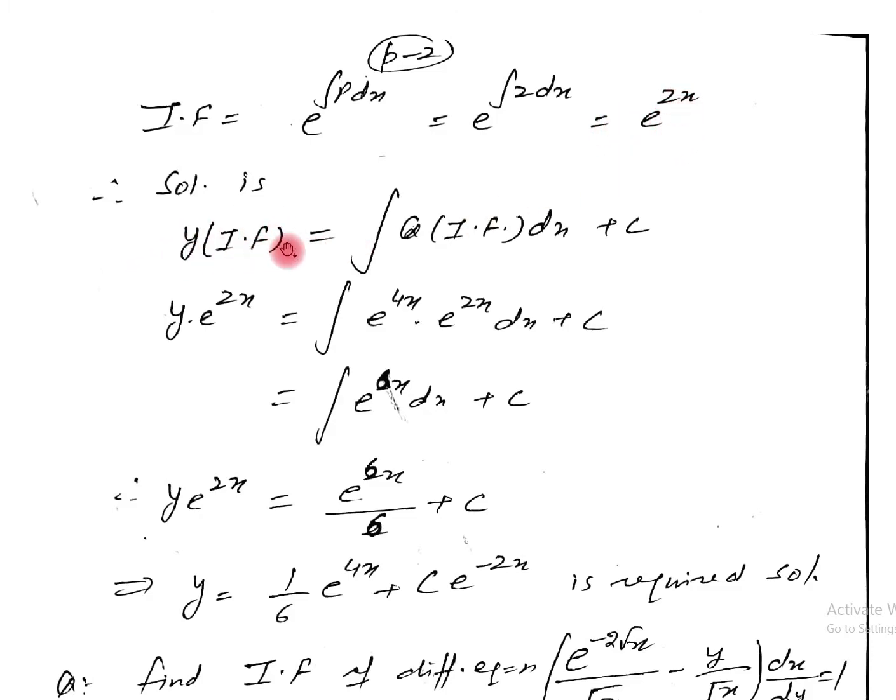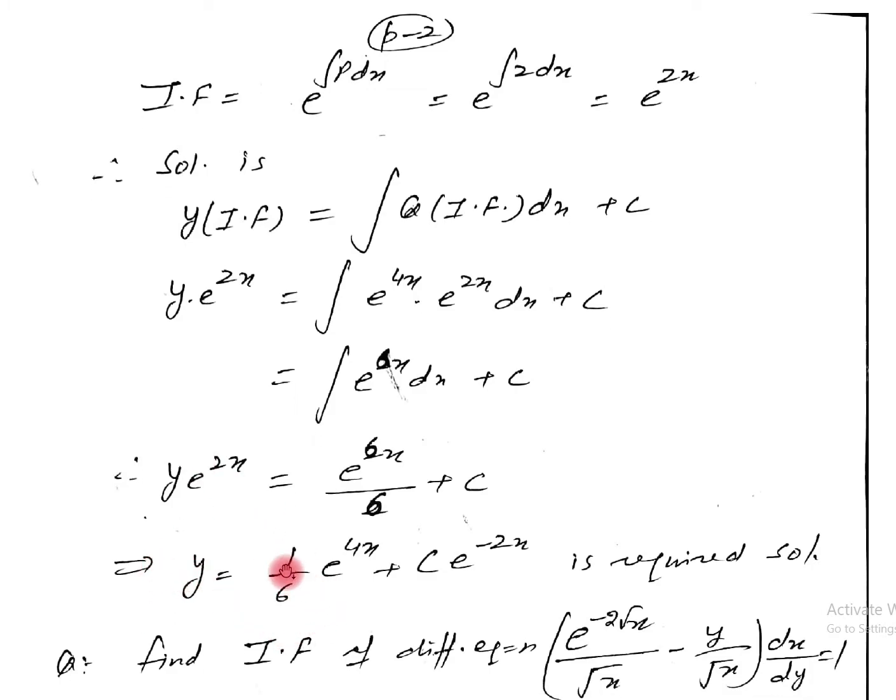Then the solution is y into integrating factor equal to integral of q into integrating factor dx plus c. Putting the value of q, y into e raised to power 2x equals integral of e raised to power 4x into e raised to power 2x dx plus c. We can collect the power, it will become e raised to power 6x. Then y into e raised to power 2x equals e raised to power 6x upon 6 plus c. This implies y equals 1 upon 6 e raised to power 4x plus c into e raised to power minus 2x, which is the required solution.